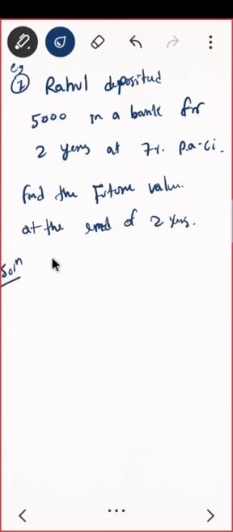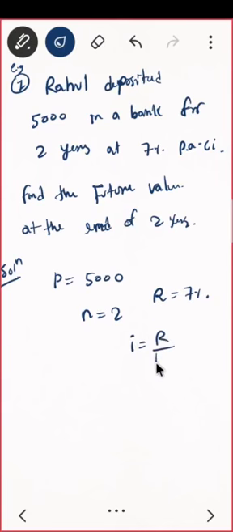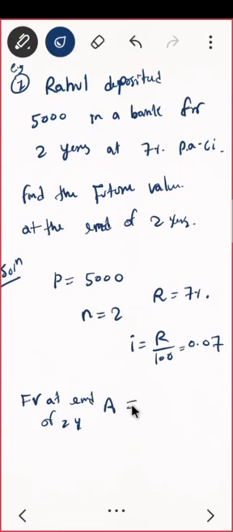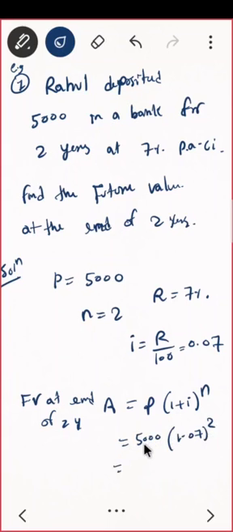So what are the things given to you? Principal is given 5,000. That is actually present value here we will say. And N is 2 years and your rate is 7%, correct? So how will you calculate I? What is I? Correct, R upon 100. So 0.07. So this is done. What is formula for future value? Future value at end of 2 years, it is FV equal to P into (1 plus I) raised to N. So what is P? 5000 multiplied by 1.07 raised to 2. So how much would that come? Calculate and tell me.